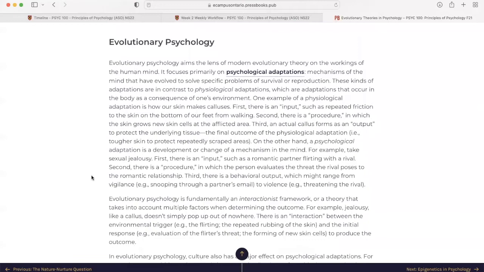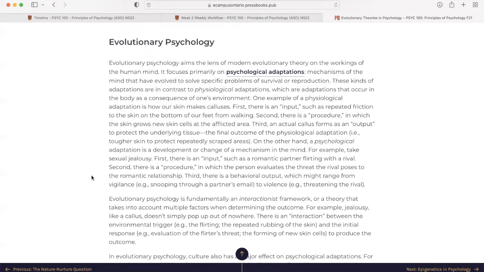Evolutionary psychology. Evolutionary psychology aims the lens of modern evolutionary theory on the workings of the human mind. It focuses primarily on psychological adaptations, mechanisms of the mind that have evolved to solve specific problems of survival or reproduction. These kinds of adaptations are in contrast to physiological adaptations, which are adaptations that occur in the body as a consequence of one's environment. One example of physiological adaptation is how our skin makes calluses.